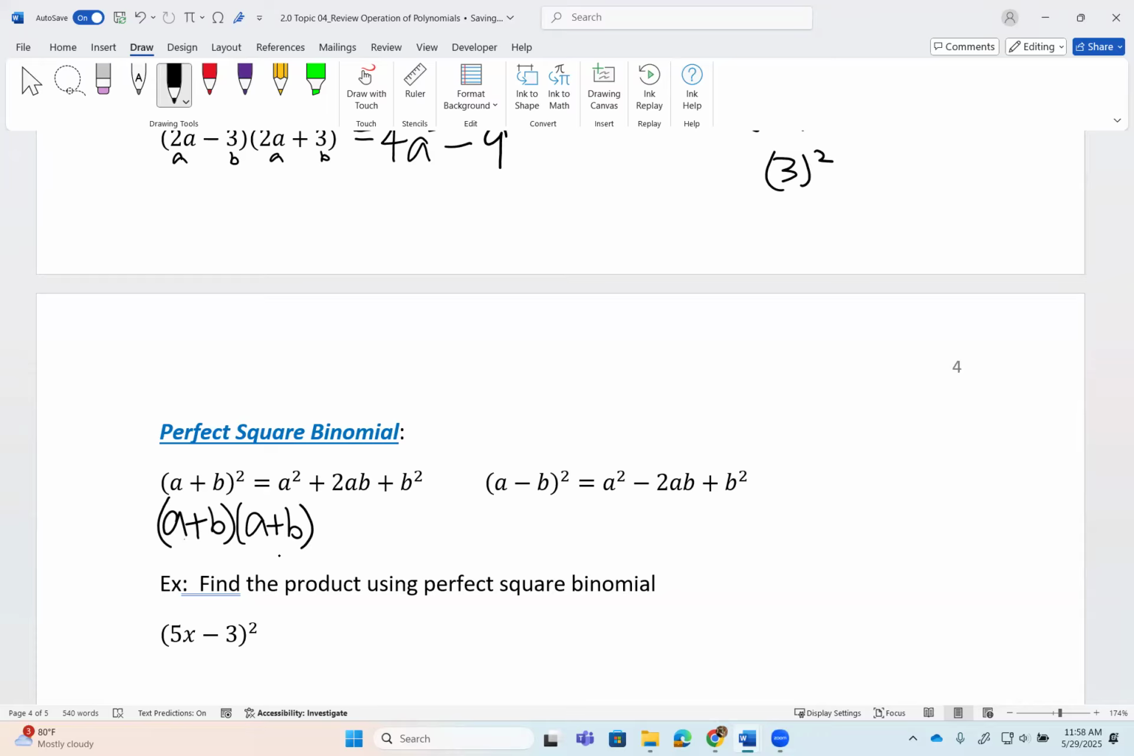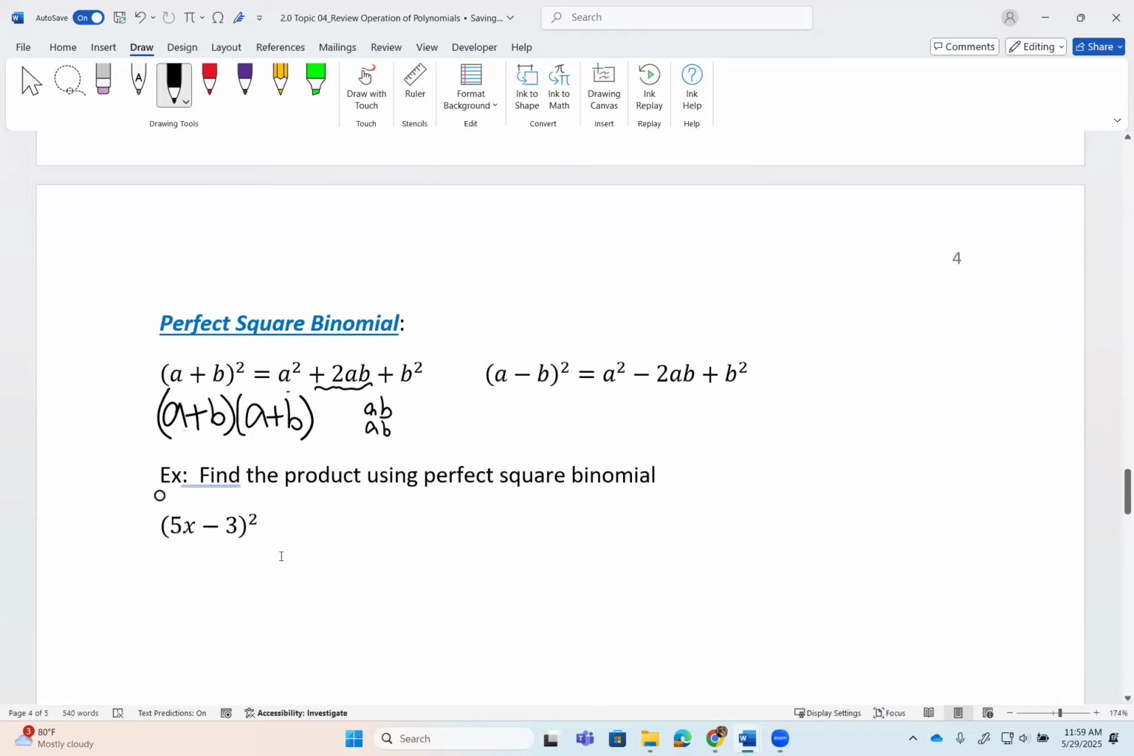So think about the FOIL method. First thing you do is a times a, which is a squared. Last thing you do is b times b, which is b squared. The middle term comes from the inner and outer combined. Your outer, a times b, is ab. The inner, b times a, is ab again. So how many ab do you have? Two of them, right? That's why it's called a squared plus 2ab, two of the same inner and outer, plus b squared. And this is a minus version of it. So I'm going to write down this formula and we will just follow it. Okay, we'll give this a try.